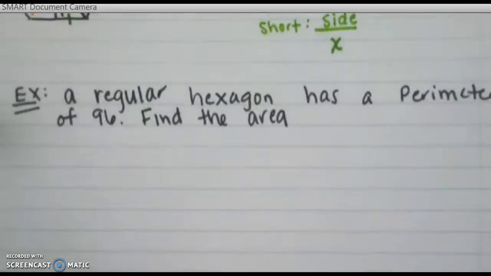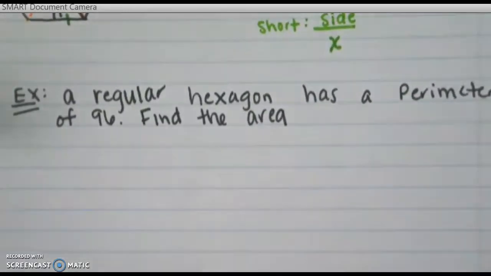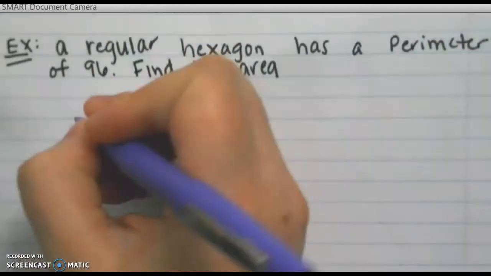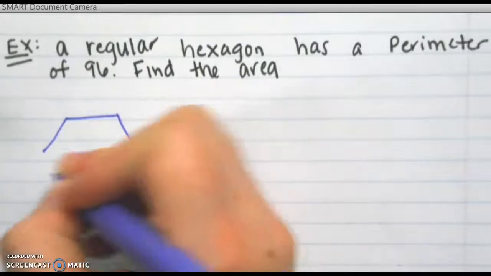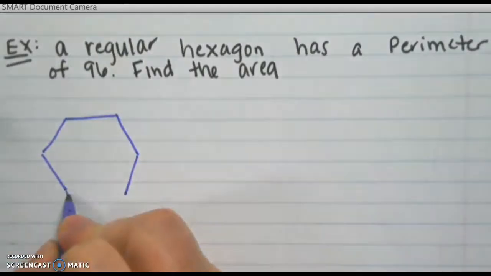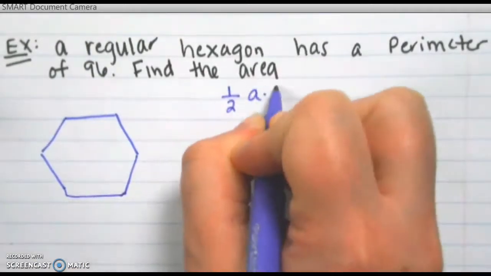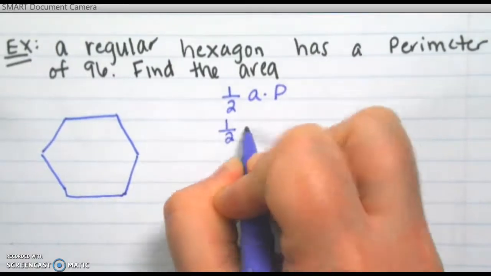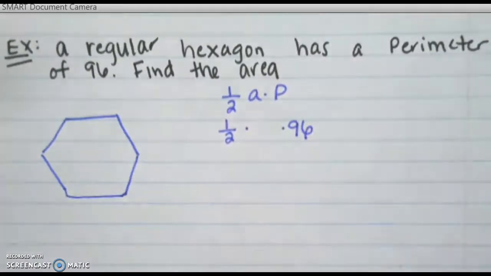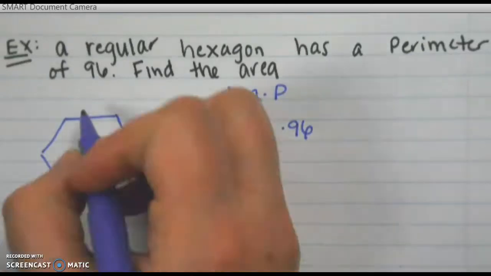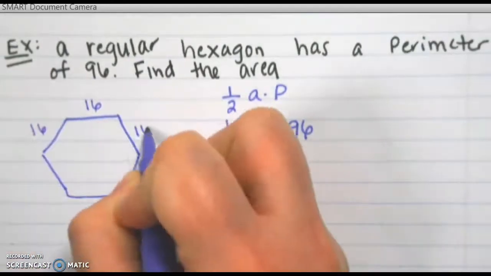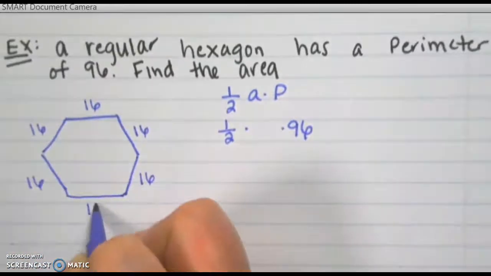All right, so in this example, a regular hexagon has a perimeter of 96, and our goal is to find the area. So I'm just going to sketch out, like I said, pretend I know how to draw a shape where all the sides are the same. So my formula is 1/2 A times P. They already gave me the perimeter, but I am going to need to split that up so that I can figure out what the apothem is. So 6 sides, so 96 divided by 6 is 16. So all of my sides are 16.